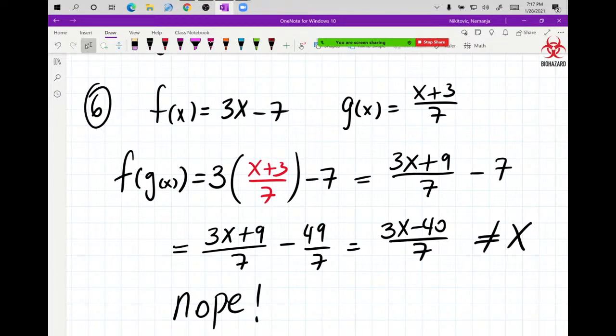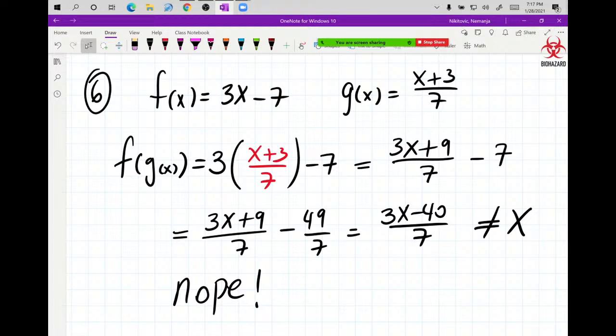So you are given f and g, and you are asked if those two are inverses of each other. We cool now?